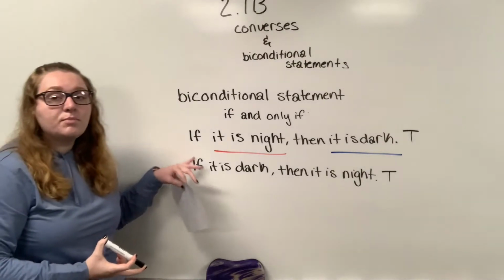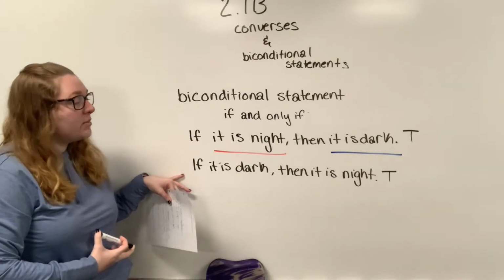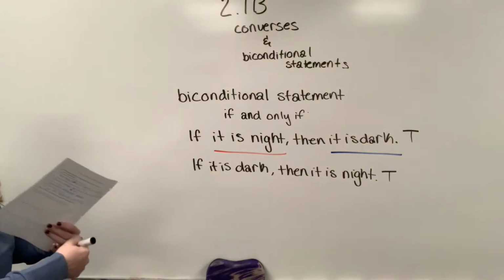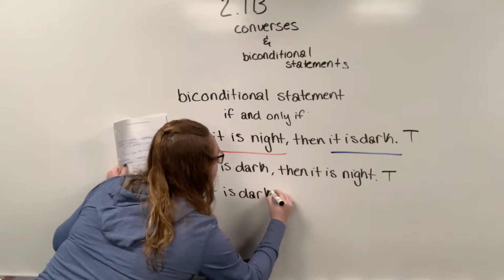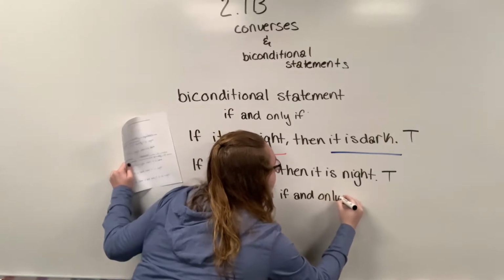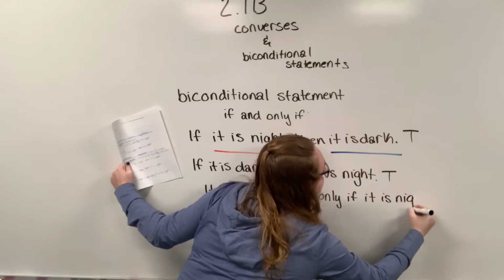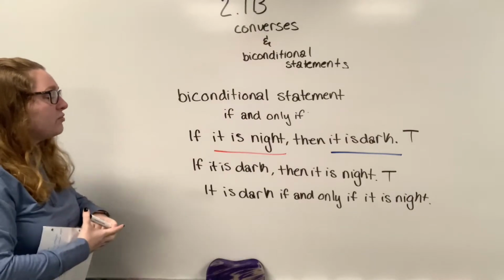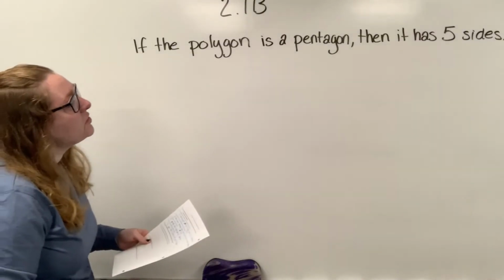And finally, since both the original, the conditional statement, and the converse statement are both true, we can write our biconditional statement by writing, it is dark if and only if it is night. Okay? So you see how we drop the if and then to replace it with this if and only if statement. Okay, so let's do an example.